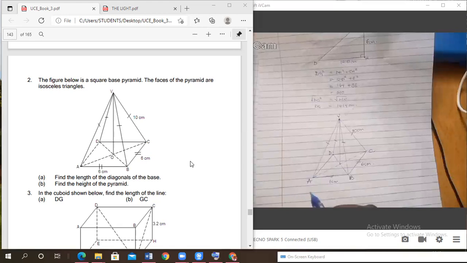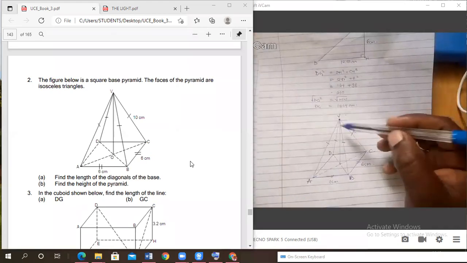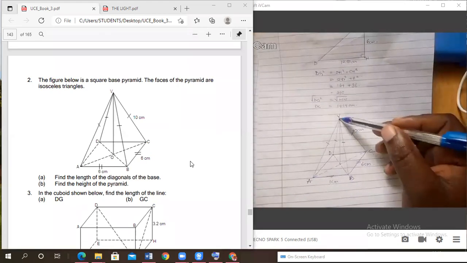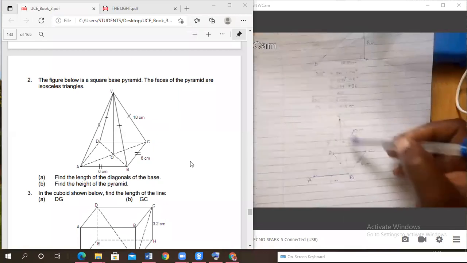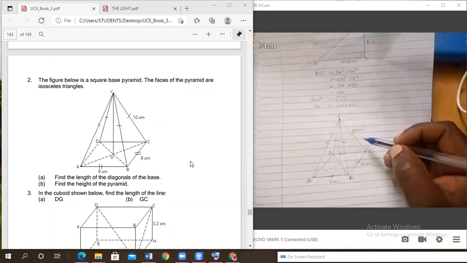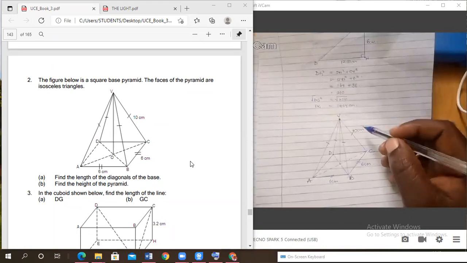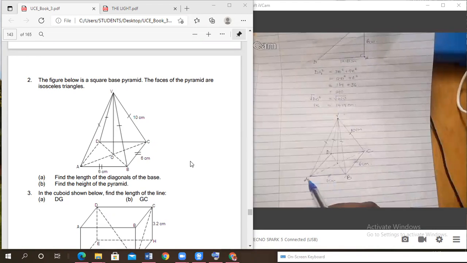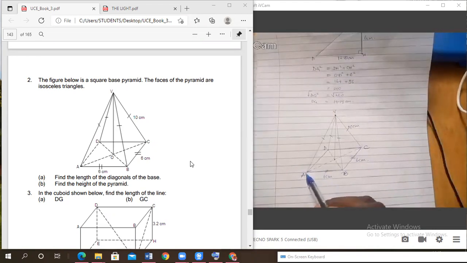So now what you know is that the length VC, all these slanting sides VC, VB, VD, VA, they are equal to each other. All of them are 10 centimeters. Now they are asking us to find the length of the diagonals of the base. So the length AC or the length DB.